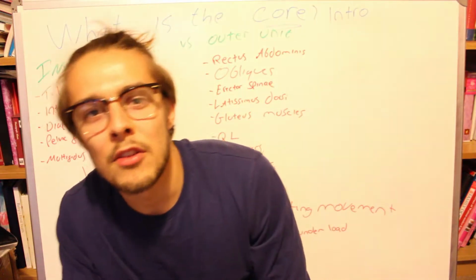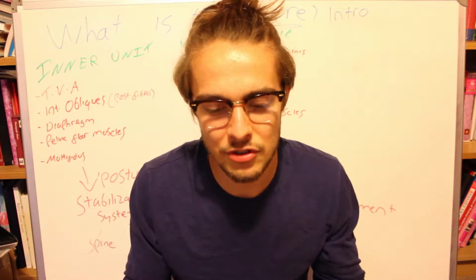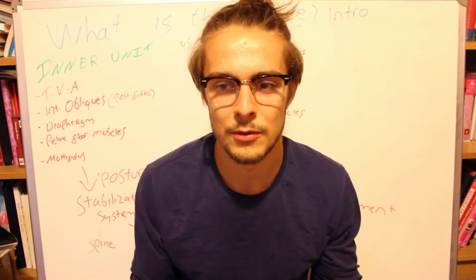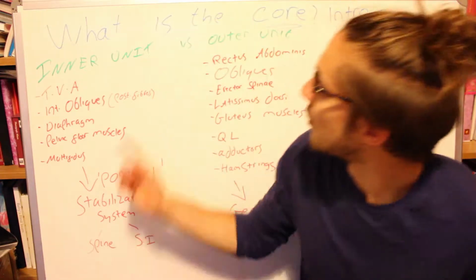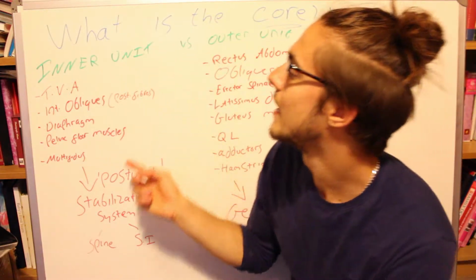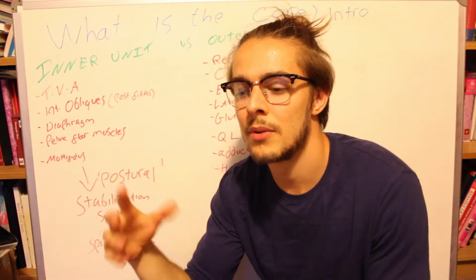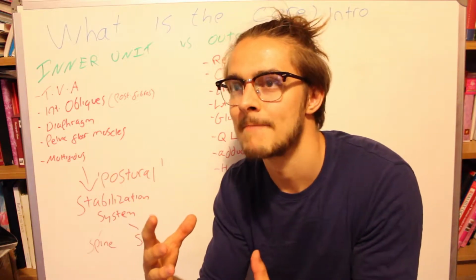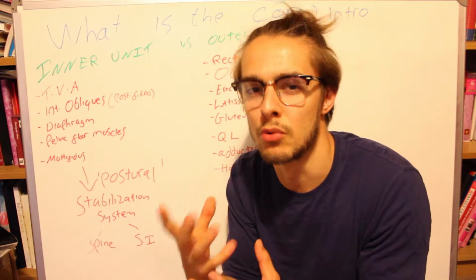First thing to know about the core is that it is separated into two functioning groups. You have your inner unit and your outer unit. Now, turn up on the board, inner unit versus outer unit. They are used as terms to encapsulate muscles that work in synergy, like functional groups with each other.